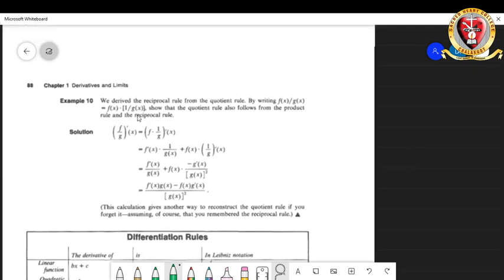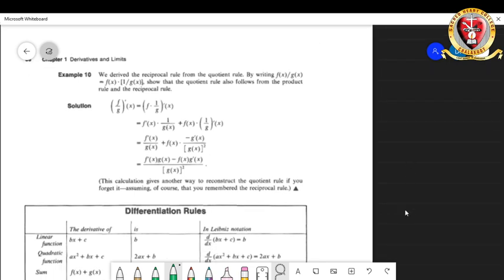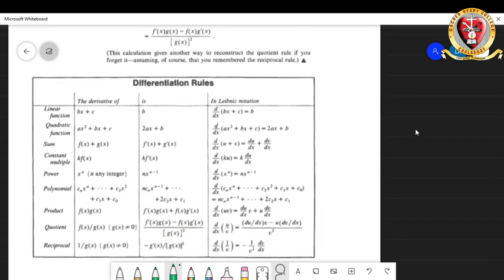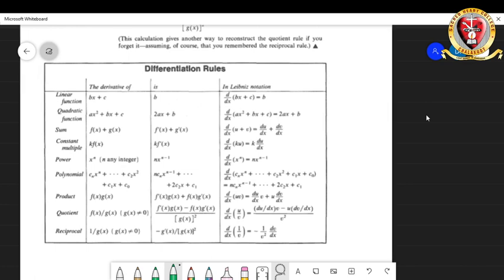In example 10, we derived the reciprocal rule from the quotient rule, which we already discussed. How did the reciprocal rule come? We had obtained it. So these are in total the differentiation rules which you have to be very thorough with, so that you can do the questions which require the product rule, reciprocal rule, quotient rule, and the integer power rule. So you have to be very thorough with all these derivatives.